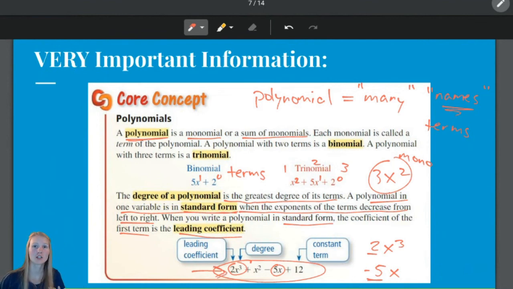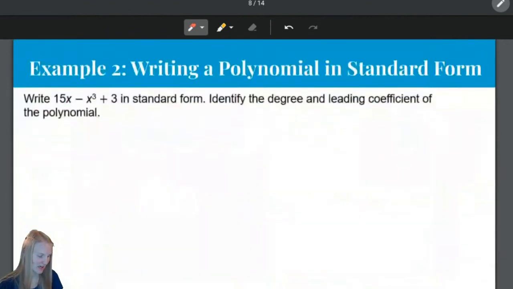So if all of this was confusing and you're like, Miss Dodge, I don't know what's happening, don't worry. We're going to talk about these things more. Please make sure that you take some notes on these, though. Binomial, trinomial, all of the bold words. All the bold words on here you want to put in your notes. Okay. And now let's get to our next example.